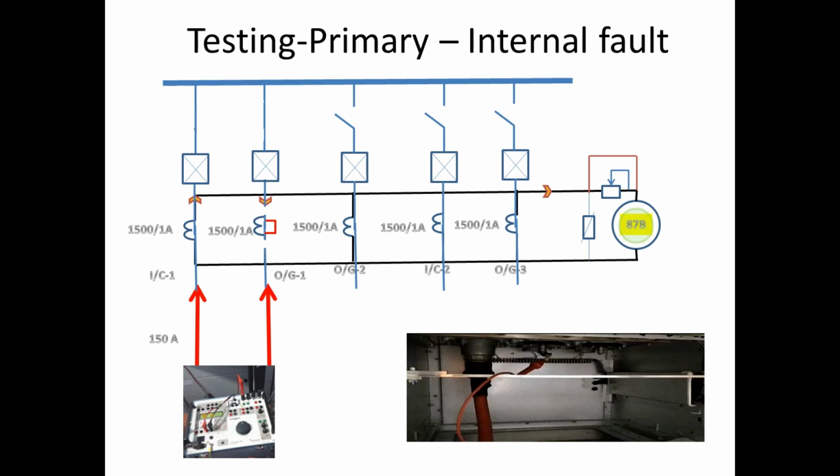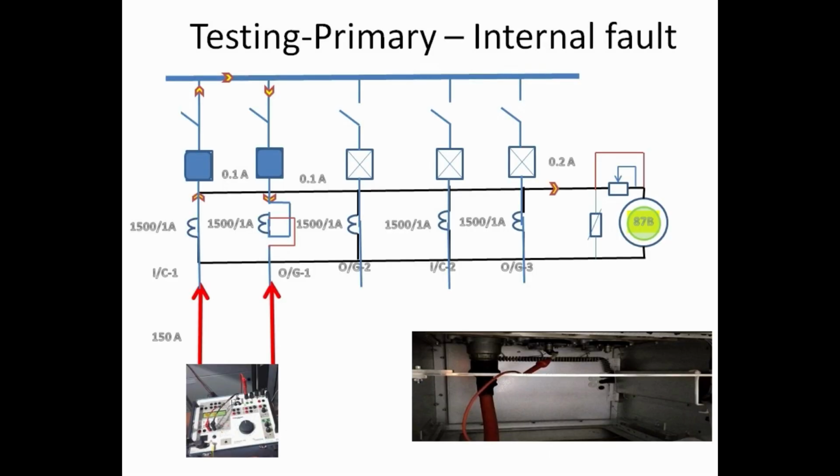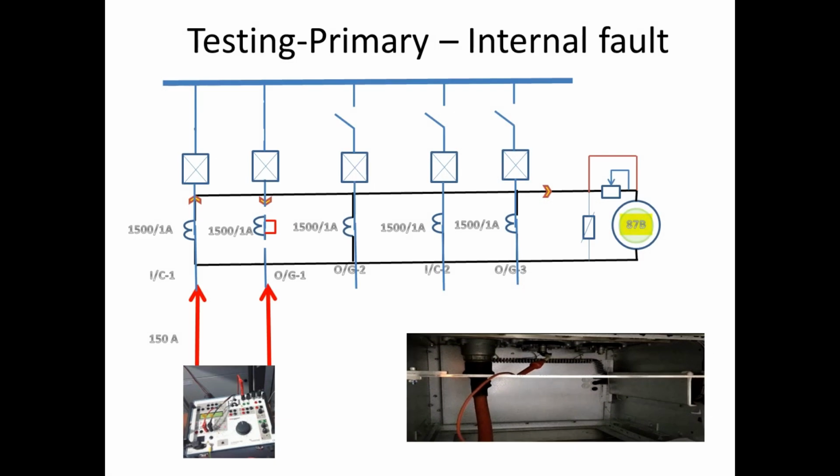If you change the polarity of any one of the CTs, then both currents will be added on the differential relay and the differential relay will show 0.2 amps. Once the relay picks up, it will give trip to all breakers. At the same time, the kit has to be turned off by getting the feedback from the relay.